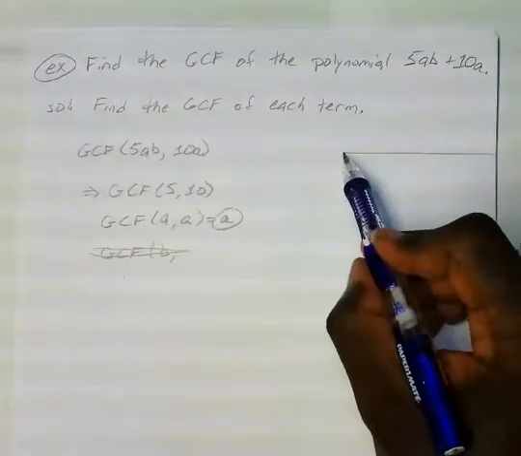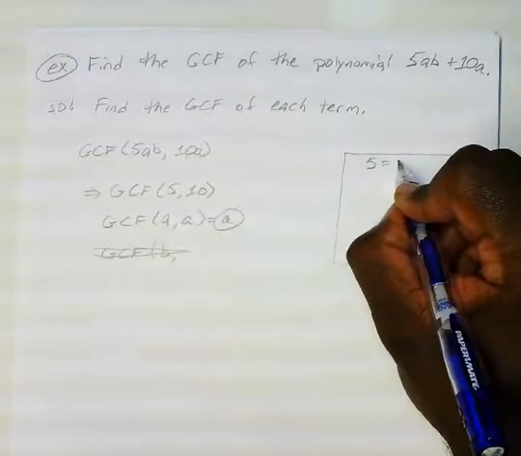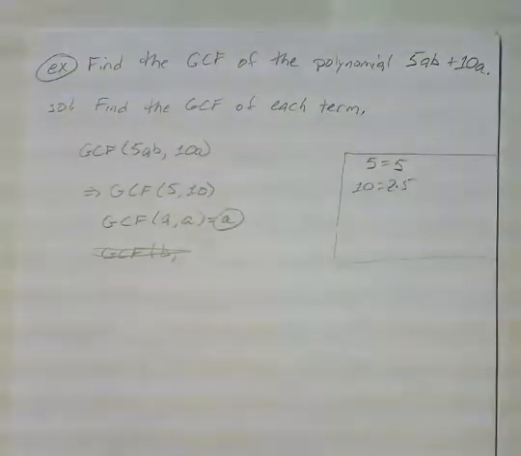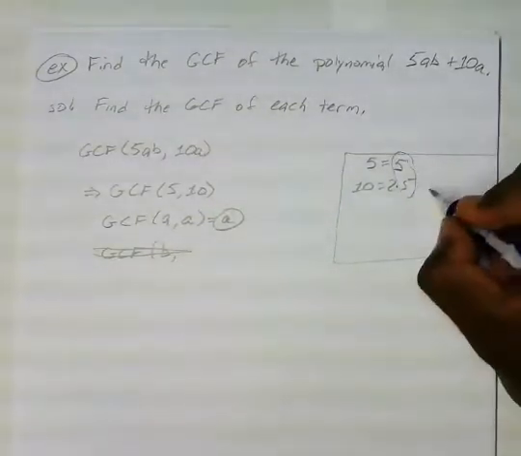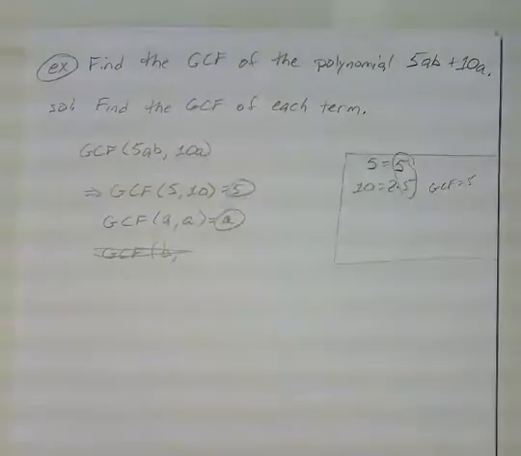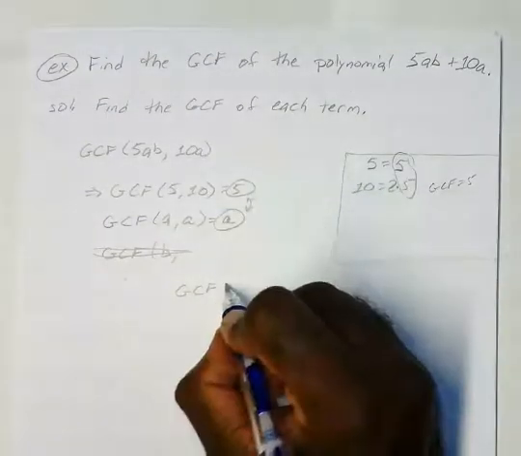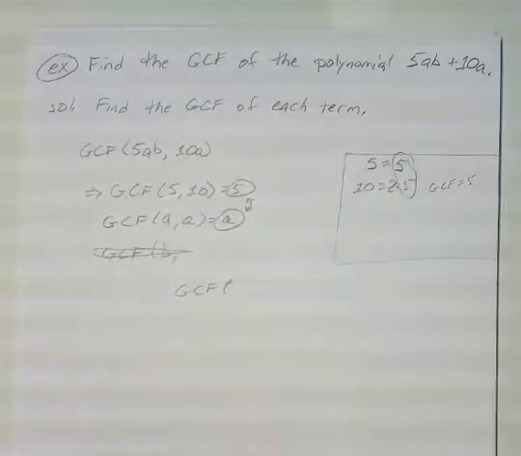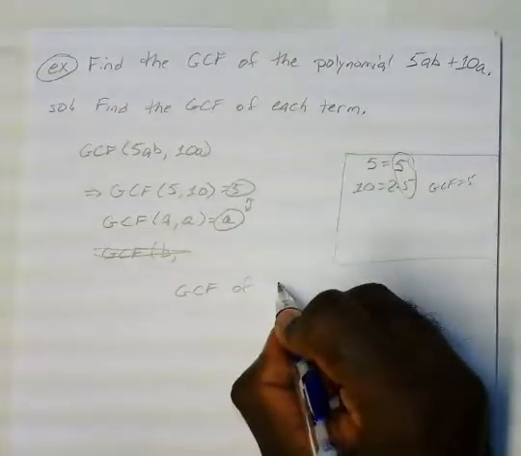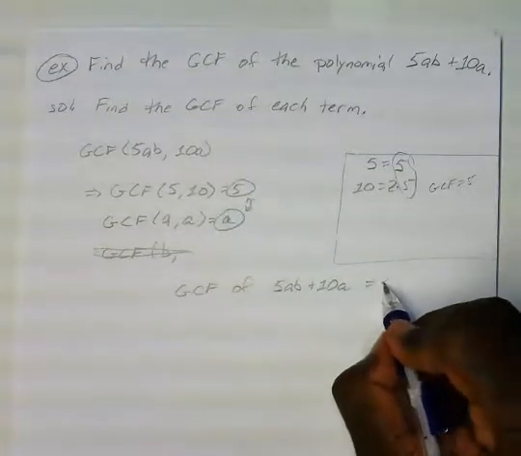Okay, so now the greatest common factor of 5 and 10. 5 is just 5 times 1, or 1 times 5, or just 5. And 10 is 2 times 5. So the only number they have in common is 5. So the greatest common factor of both of those terms, once we multiply these two together, I'll say greatest common factor of 5ab plus 10a is equal to 5a.